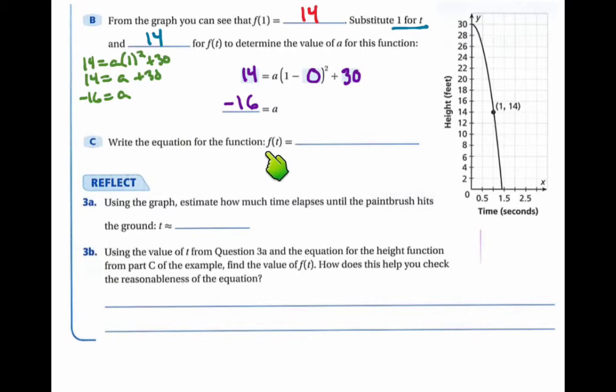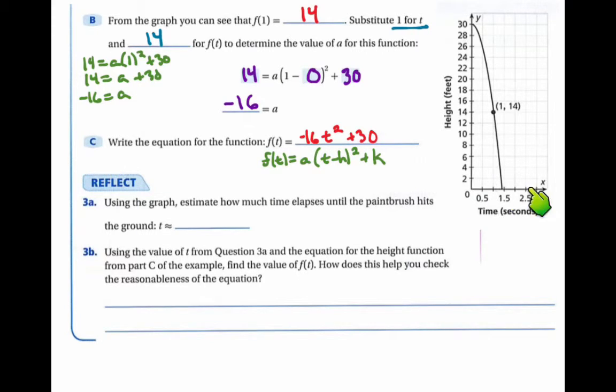So write the equation for the function. I'm going to write the function as we had it before down here, just for reference. You have it on your paper. f of t equals a times t minus h squared plus k. So f of t is going to equal, what's our a? That's right, negative 16. t minus h squared, well, h is 0, so that's just going to be t squared plus, what's k? Plus 30. There's our equation.